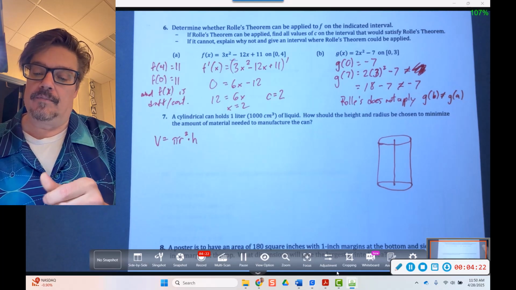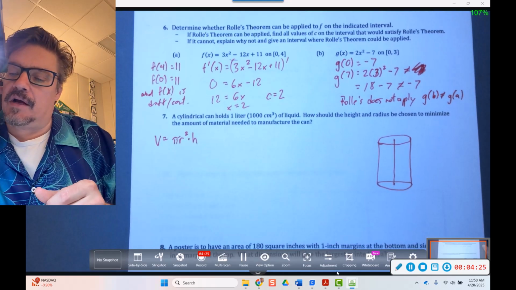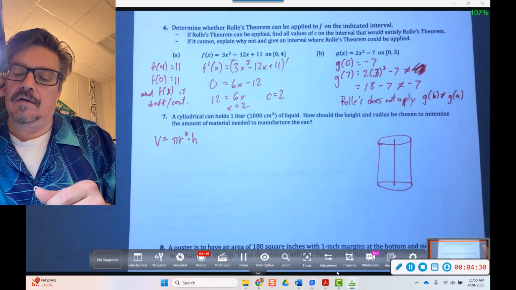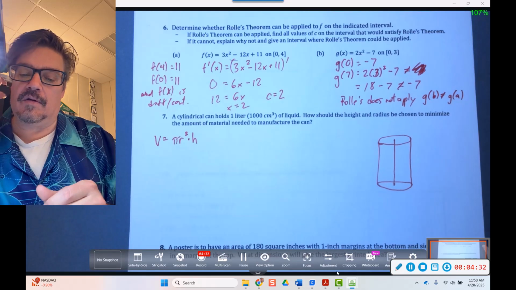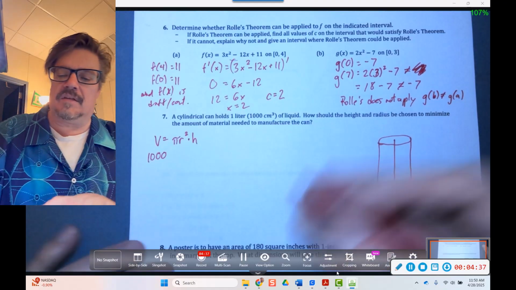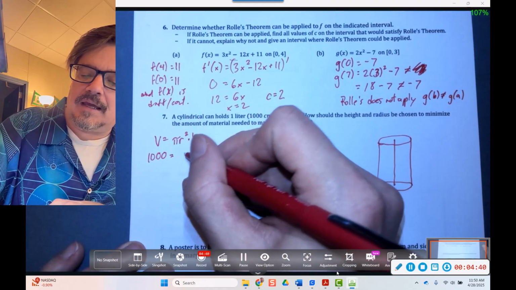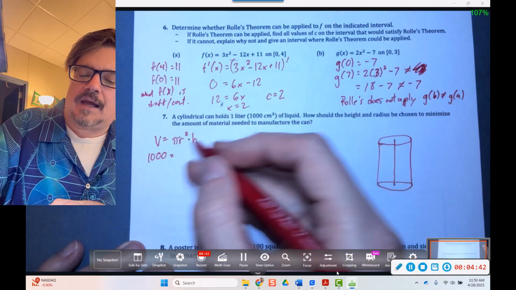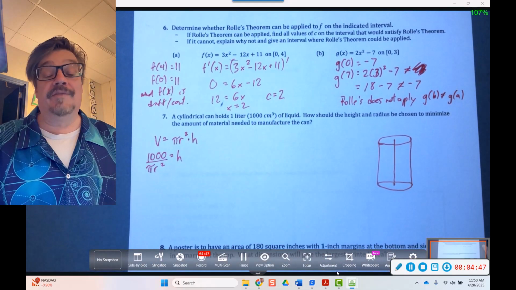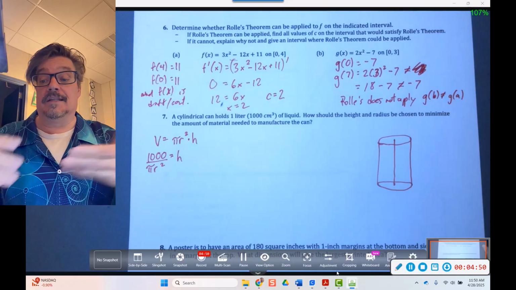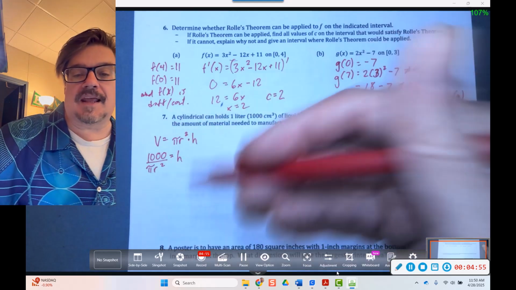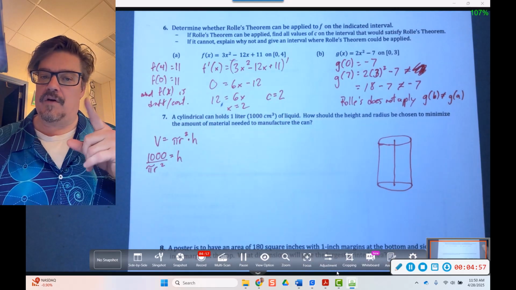So the cylindrical can holds 1 liter, so we know the volume equals 1,000. Let's just go into centimeters. So 1,000 equals pi r squared h, and let's divide by that. We've done this before. I know what's coming. We did the surface area, and we had to substitute h for something that involved r, because we can only do one variable.